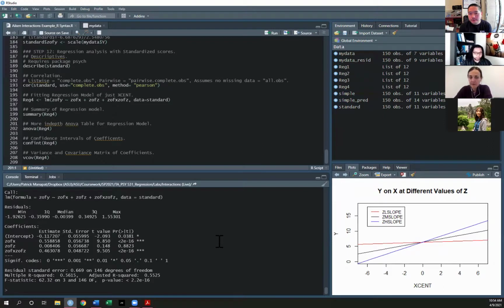Right, yeah. Exactly. So for continuous by continuous, probing would be a simple slopes analysis, which is what we went through here, where we estimated the different regression equations and extracted our simple regression equations. For categorical by continuous, if you have a binary grouping variable, for example Democrats and Republicans, probing would be looking at the regression for Republicans only, and the regression for Democrats only, and seeing if there's a difference in the intercepts or the slopes.